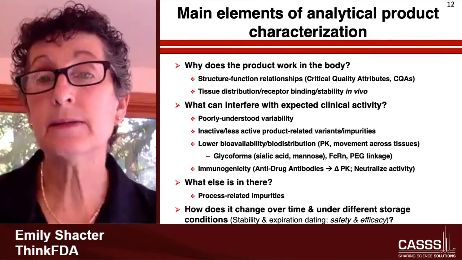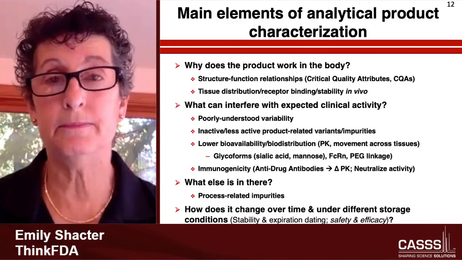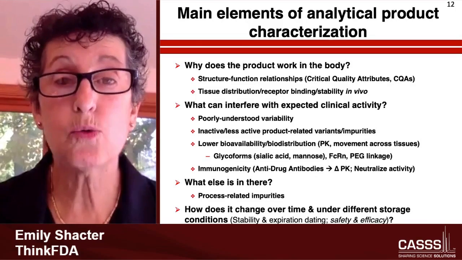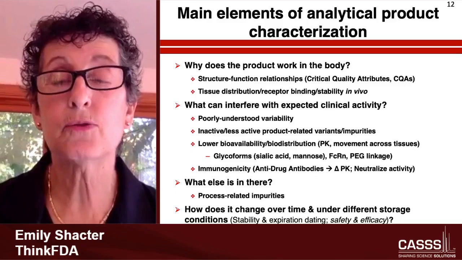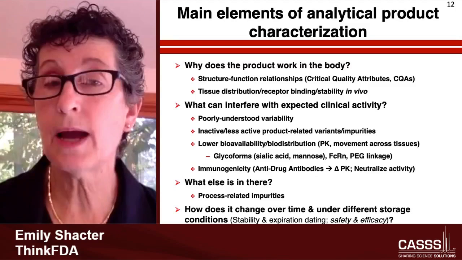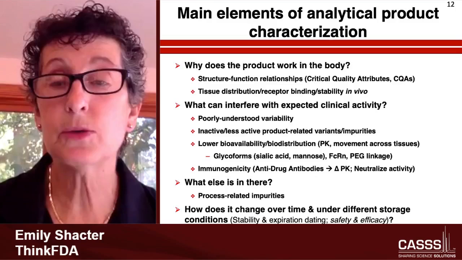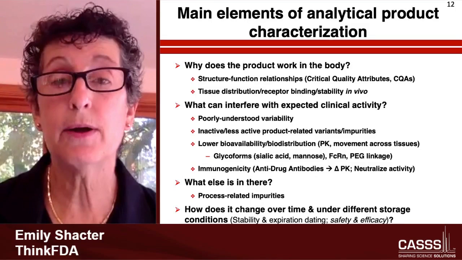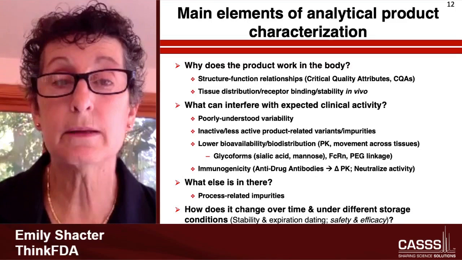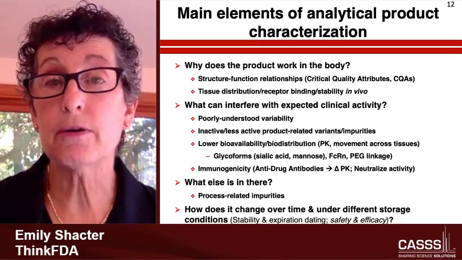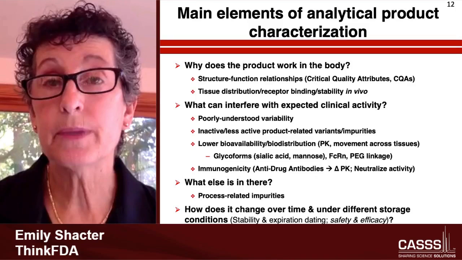The main elements of analytical protein characterization then are, why does the product work in the body? So again, what are these critical structural attributes for function? What is the tissue distribution of the molecule, which is highly dependent upon its structure and also its stability in vivo, how it gets broken down, what receptors it's binding to, how it's being eliminated, what aspects can interfere with expected clinical outcomes, with some case examples that I'll give.